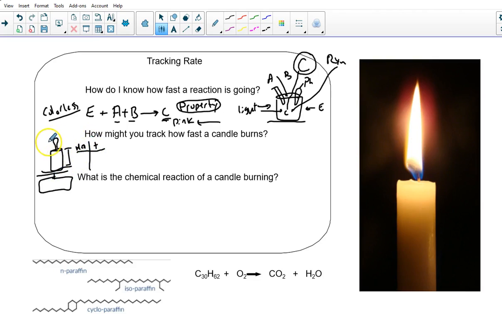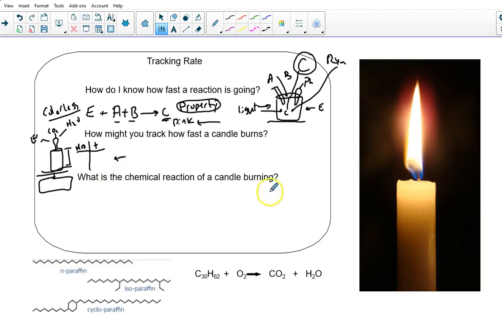If you had a little more tools at your disposal, maybe you could measure the heat, the energy coming off of this, or the carbon dioxide, or the water. There are a lot of ways. So how might you track this? In class many times we've done this experiment where we just track the mass of the candle, as described right here. But there are lots of ways.